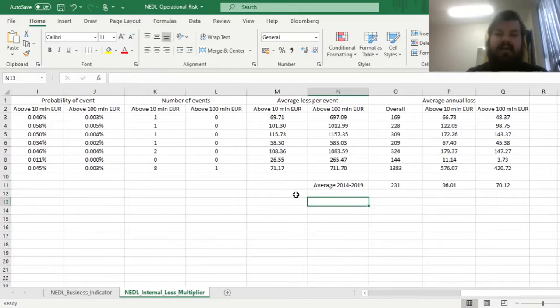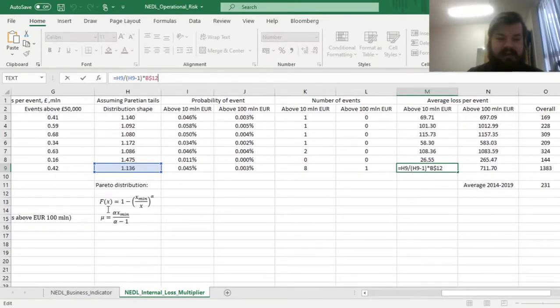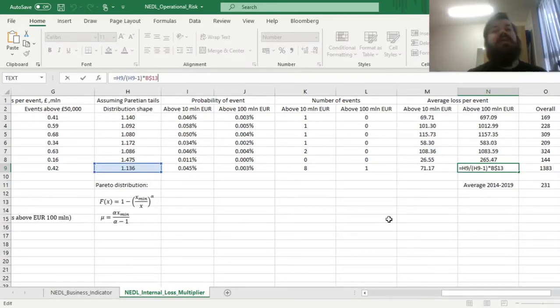And now we can calculate the average loss per event, provided that they exceed 10 million euros or 100 million euros in exposure. And here we use this function to get our conditional expectation. That's quite easy. We plug in our cutoff value, 10 million euros or 8.55 million pounds, multiplied by a divided by a minus 1, our shape parameter divided by shape parameter minus 1. And we do the same for our 100 million euro cutoff.